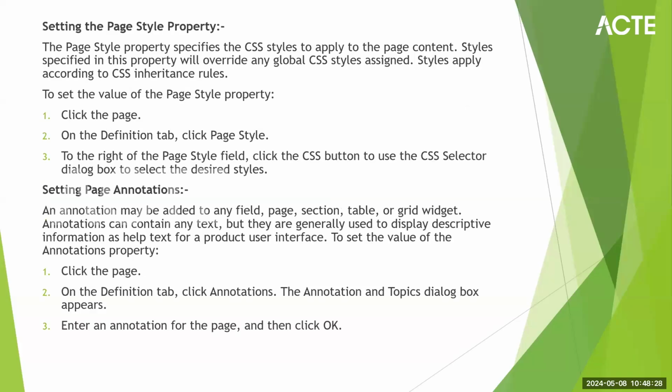Setting the page style property. Page style in the sense of what outlook you want, like look and feel, like style or caption, bold, italic, or how much length, how much width, color. You can set all those properties in this step. Click on the page on the definition tab, click page style. To the right of that page style, you can map the correct respondent CSS selector. By using the CSS button, you can select the particular style you want.